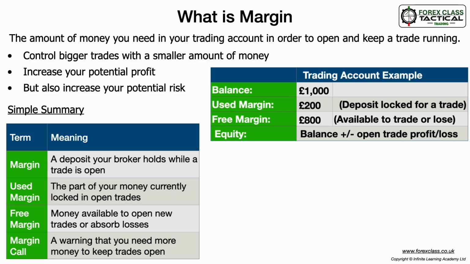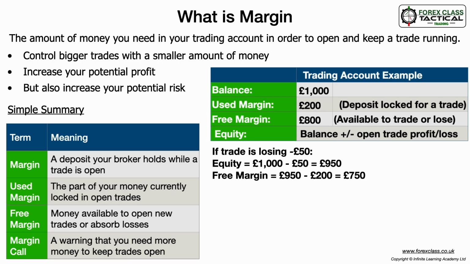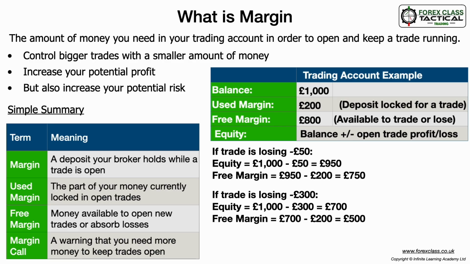Equity is your balance plus or minus any open trade profit or loss. Let's look at an example. If the trade is losing £50, your equity becomes £950, and your free margin drops to £750. If the loss increases to £300, your equity falls to £700, and your free margin drops to £500.